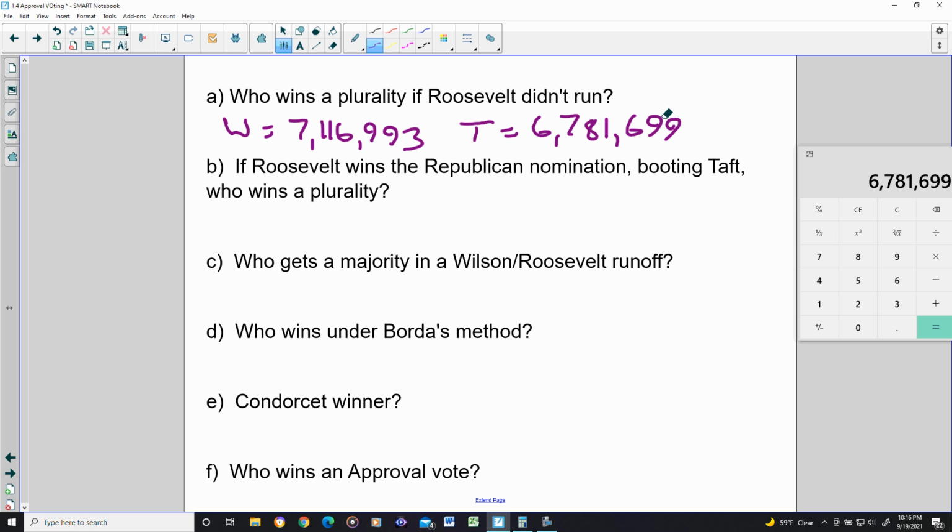Okay, wow. Imagine that. How close is that? Okay, so very close, but Wilson would still win here. Wilson would still get the check mark.